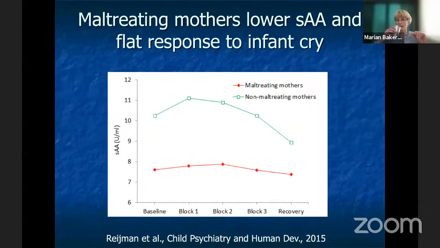So what did we see? Maltreating mothers had a lower basal salivary alpha amylase level and also a flat response to the infant's cry compared to non-maltreating mothers, who showed an increase and then a decrease when they listened to infant cry sounds.